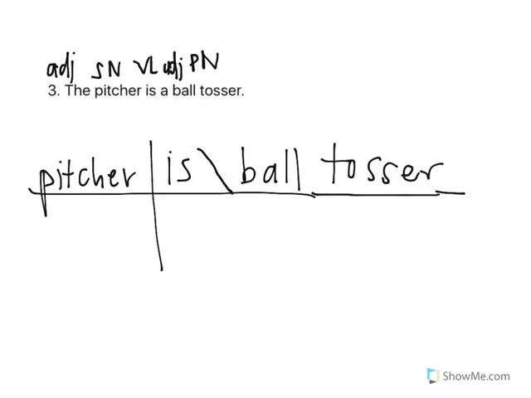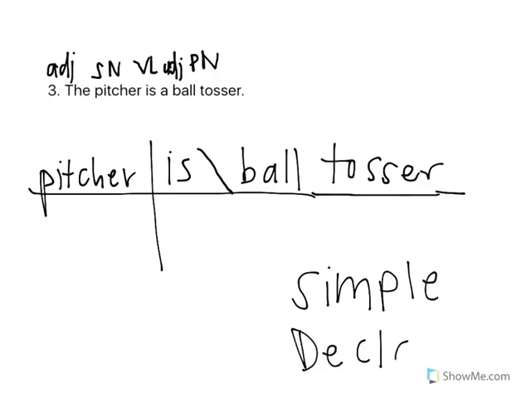So this sideways line here is what we always use with the linking verb because we're pointing back our predicate noun or predicate adjective, in this case ball tosser, to our subject, which in this case is pitcher. This is the same outline you're always going to see with a linking verb. And this is a simple sentence, and the sentence purpose is declarative.